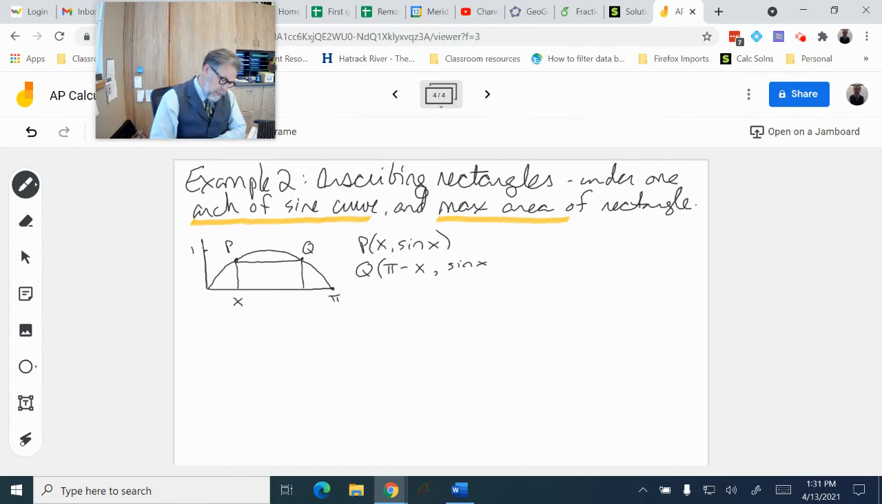So the length of this rectangle right here is pi minus 2x, and the height of the rectangle is sine of x, which means that my equation, A of x, is pi minus 2x times sine of x. Step 2, draw a picture, label the parts, introduce the variable, write a function whose extreme value gives the information sought. And since I'm looking for max area, I want a function of area. And so I'm ready to go.